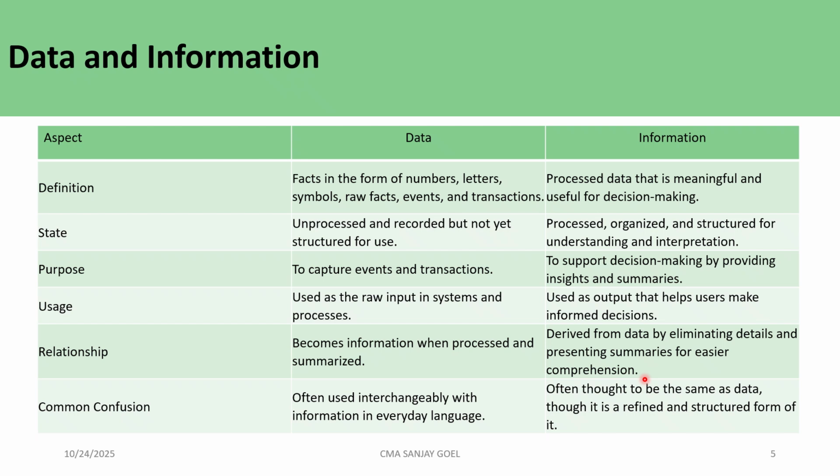It means when data is put in a structured way and the details and unnecessary information are eliminated, it is called information. So there is a relation between data and information. Common confusion: information is often used as reports of data, but when the data is in a structured form, it is called information.